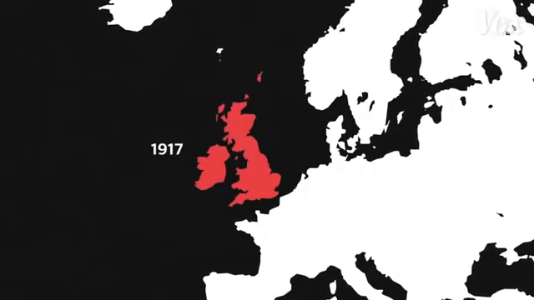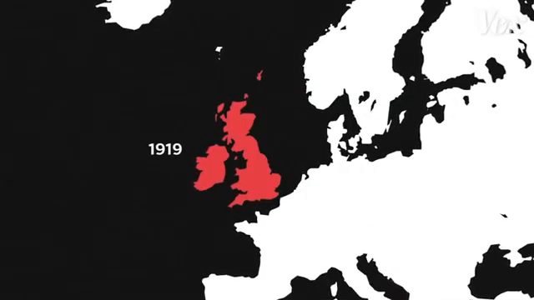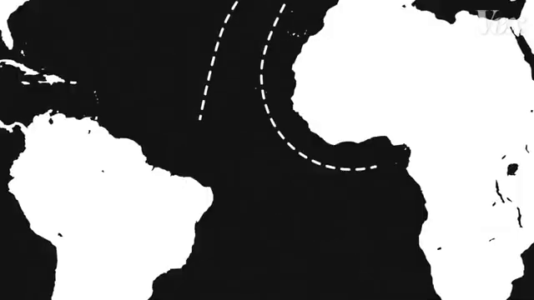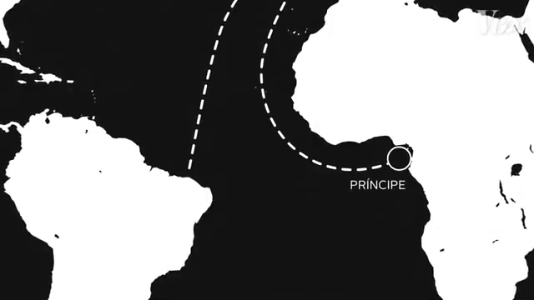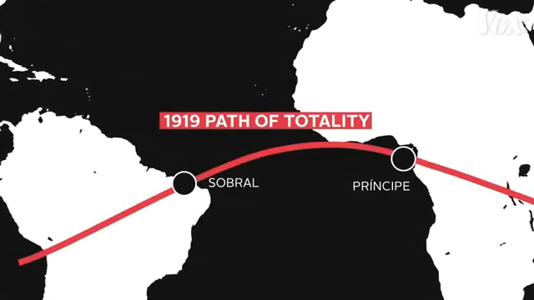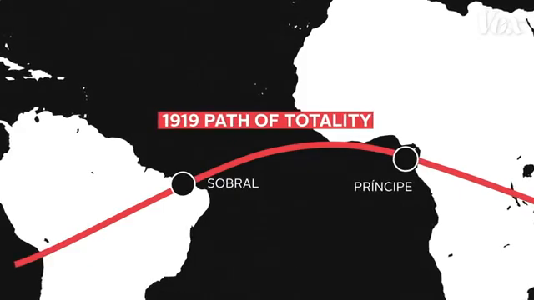Planning began in 1917, and a couple of years later, 2 expeditions departed England. One, led by Eddington, went to the island of Principe in West Africa, and the other headed to Sobral, Brazil. 2 locations that were in the path of the eclipse and had favorable climates.